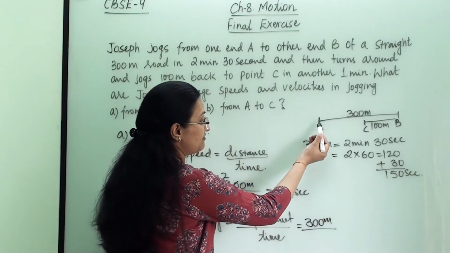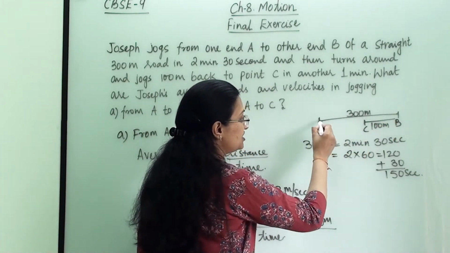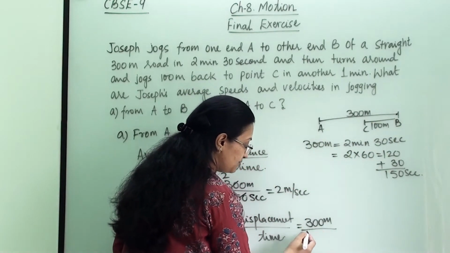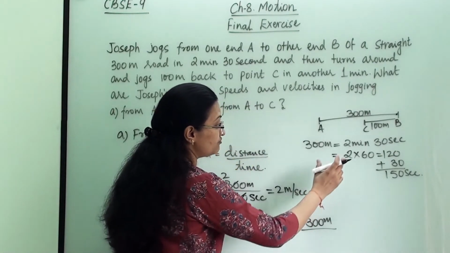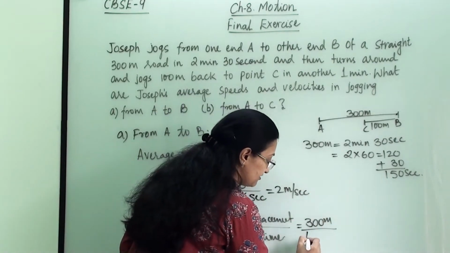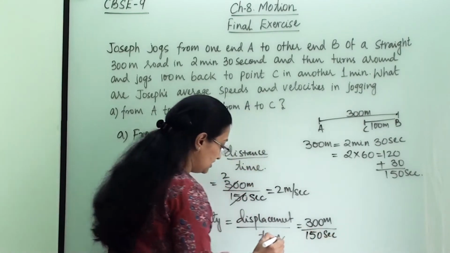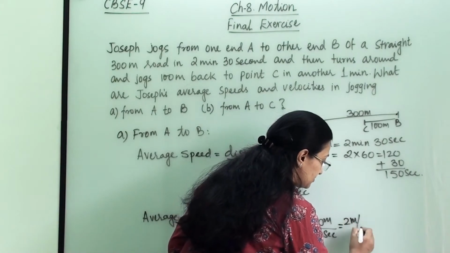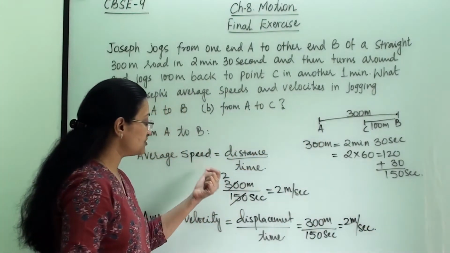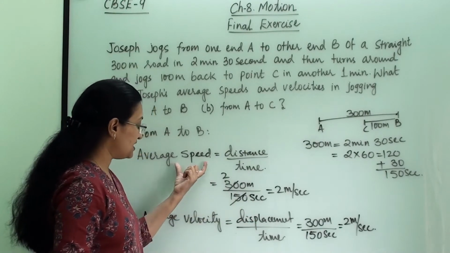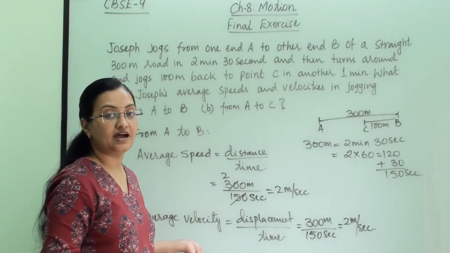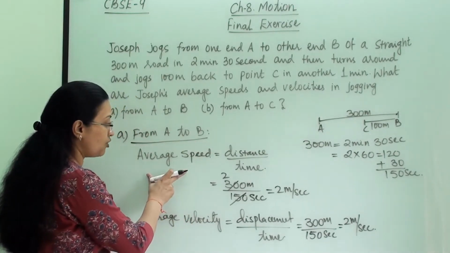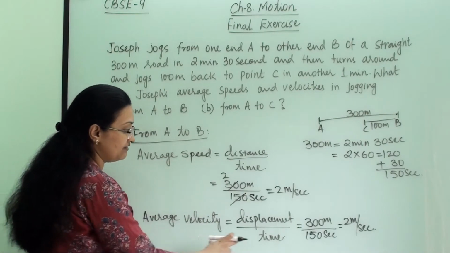At the end of this travel, when he travels from A to B, he reaches here. So how much will be the displacement? 300 meter, and the time taken for this displacement is 150 seconds. So the average velocity we got here is 2 meter per second. When the distance and displacement are the same, speed and velocity will be the same. So this is the first thing, that from A to B we got average speed and average velocity.